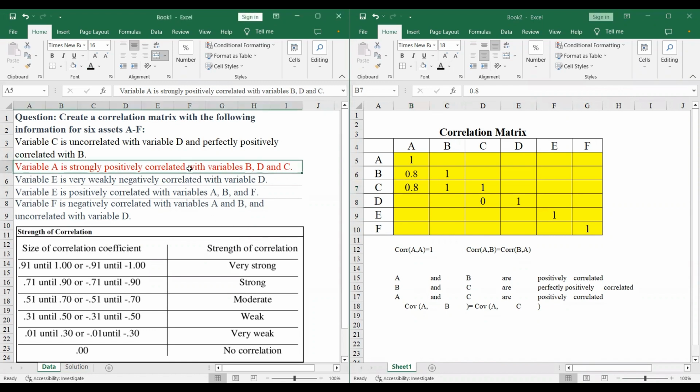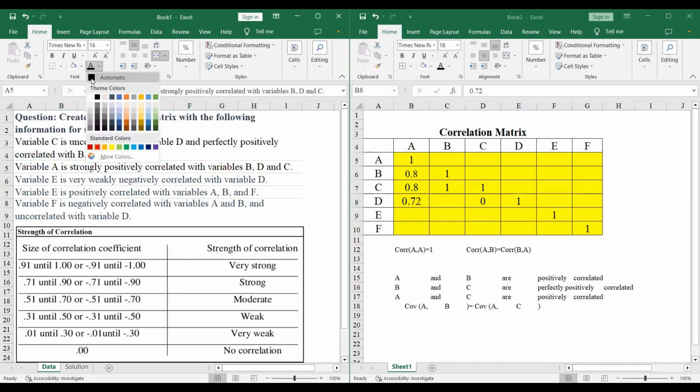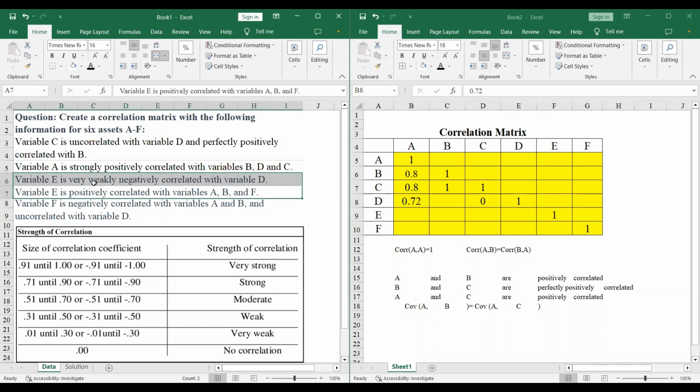We also know from the statement that A and D are strongly positively correlated. So let's take another number, which is between 0.7 and 0.9, and fill it over here. Let's say 0.72. So the correlation of A and D, we have assumed it to be 0.72. So we have filled out all the information given in this line. Let's move on to the next line.